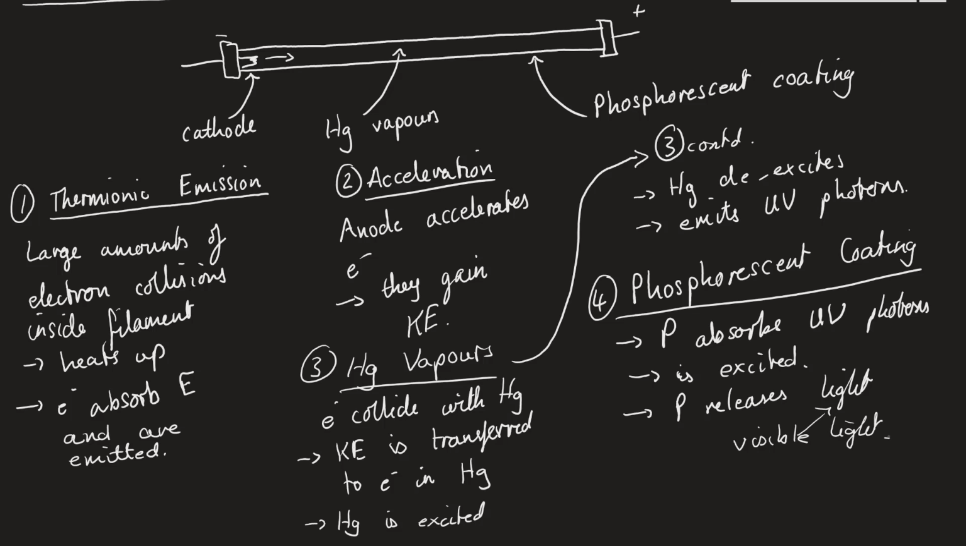which are going to release photons of UV when they de-excite. Those UV photons get absorbed by the phosphorescent coating, which is excited, then de-excites in smaller stages to emit what we know as visible light, and this is why we can see the light from the lamps.